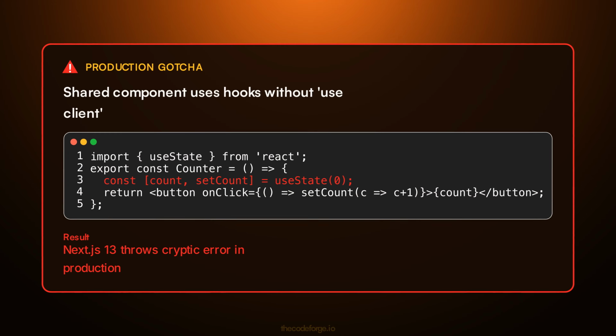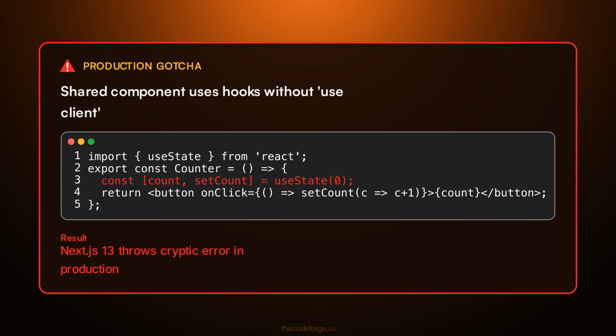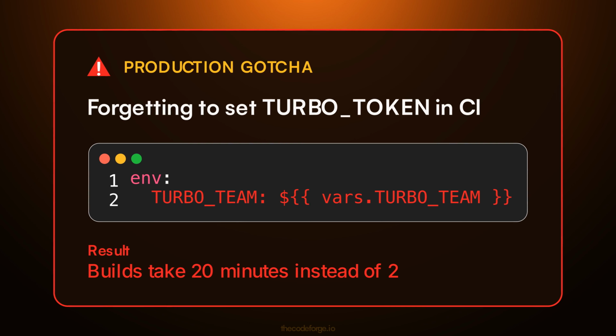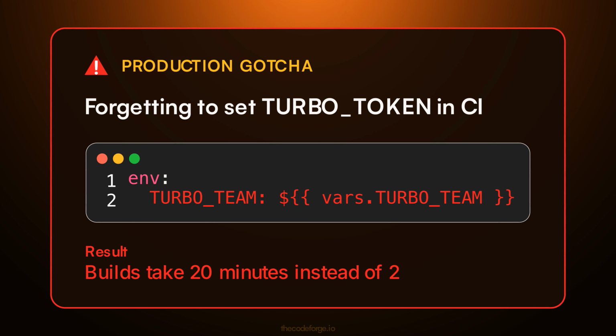If your shared component uses hooks or event handlers, it must be a client component. Add use client at the top of the file. Otherwise, keep it as a server component for better performance. We forgot to set the Turbo token in CI once, and builds took 20 minutes instead of 2. Now we have a CI check that verifies remote caching is enabled.